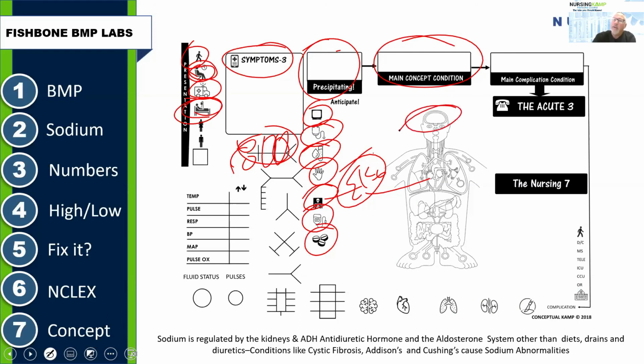It affects the brain. We talked about the lungs, heart, and kidneys. And so temperature, right? If you were to think about it, with hyperkalemia would it be a high temperature or low temperature? So it would be high. Then we talked about heart rate, which would be the opposite. Respirations we talked about, and BP, mean arterial pressure, or pulse ox. Fluid status is big in hyperkalemia and hypokalemia. Pulses are related to dehydration or what have you.